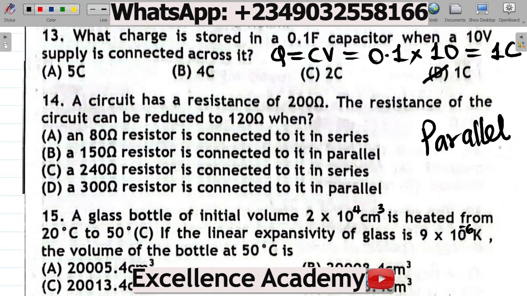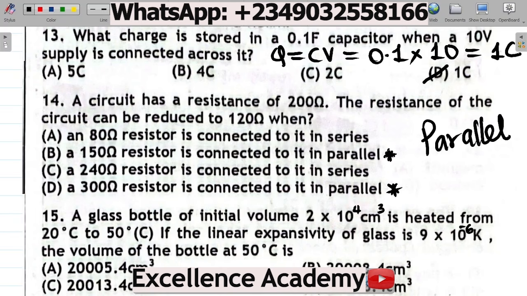All right, that's the first thing you should note. If I want to reduce the value of any resistance, for instance, reducing this from 200 ohms to 120 ohms, I have to connect another resistor to it in parallel. That means the answer is likely B because it has parallel, or D because it has parallel.